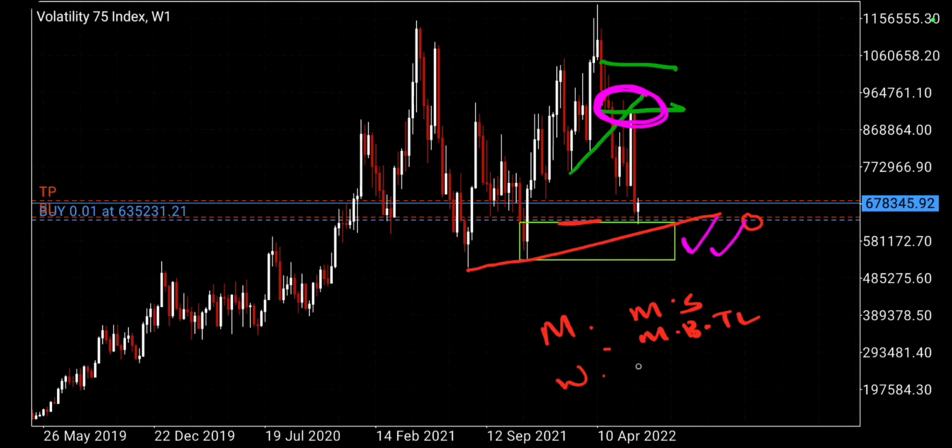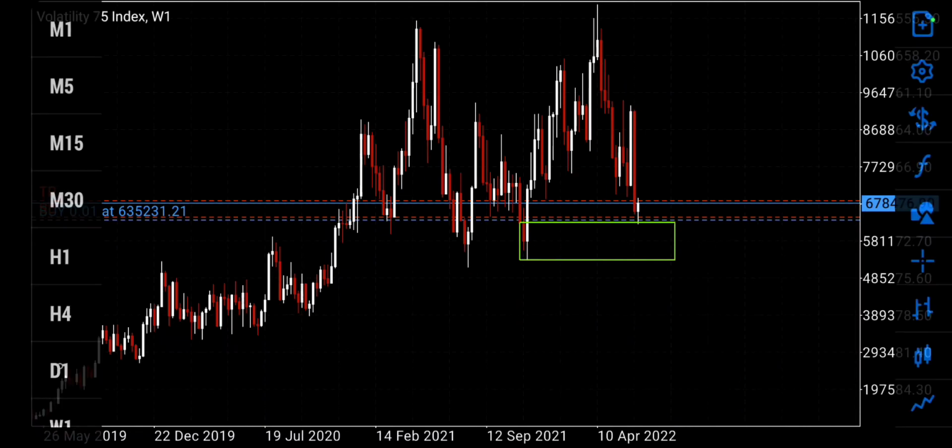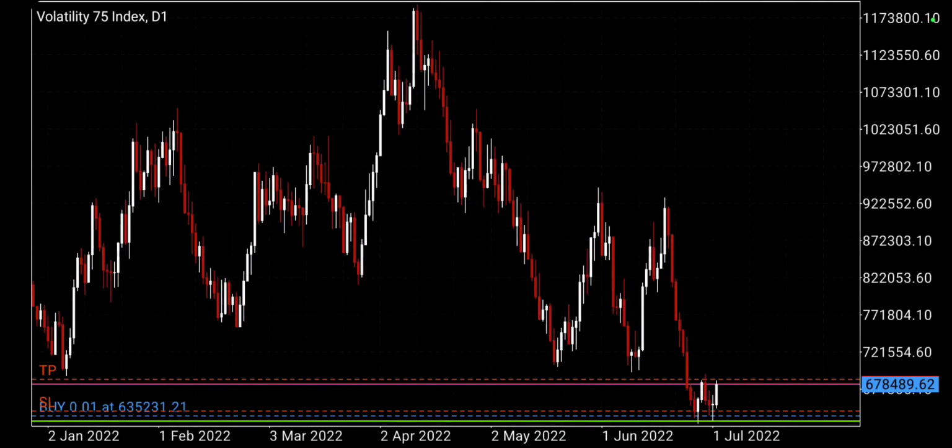So on weekly, we are inside the weekly support area, and we can even see we are still around the monthly trend line. So that's where we are looking for trades to the upside, because everything is pointing up based on where we are now. So let's drop down to daily. I'll show you how I came about taking this trade.